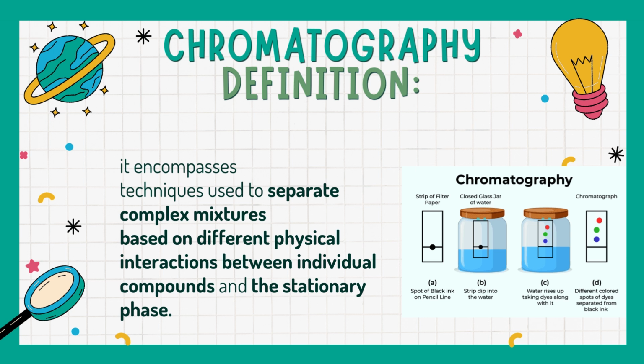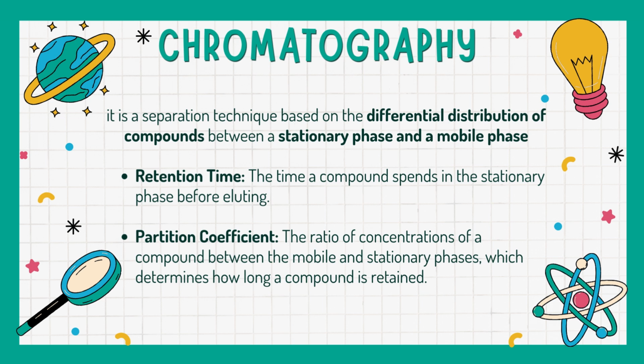So here, what's the definition of chromatography? It encompasses techniques used to separate complex mixtures based on different physical interactions between individual compounds and the stationary phase. So we have a mobile phase and a stationary phase. For the key concepts in chromatography, it is a separation technique based on the differential distribution of compounds between a stationary phase and a mobile phase. So always remember we've got two phases, the mobile phase and the stationary phase.